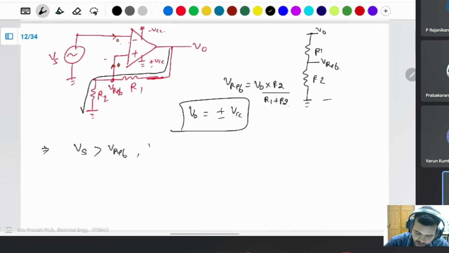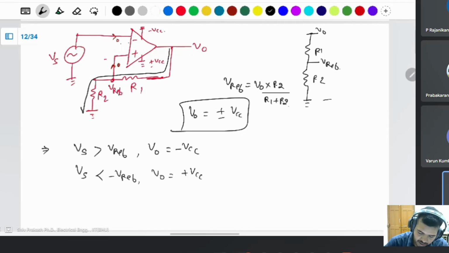then what will happen? At the output, the negative terminal is high, negative terminal is high, which means minus VCC comes to the output. Same thing, if Vs is less than minus V reference, then the output will be plus VCC.